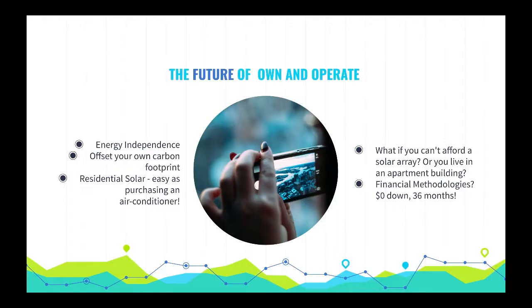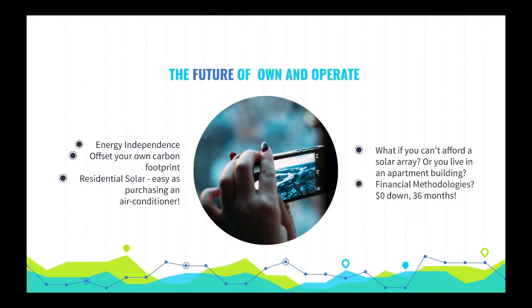Now, when we talk about the future of own and operate, this is becoming a more and more common model, especially in Asia, in India for example, where people are starting to buy solar systems and really own them. The reason it's a worthwhile investment there compared to North America is because the return on investment is higher. You are able to generate a lot more electricity within those regions because of higher irradiance, so you get a payback on that solar array much faster. Some of the key positives for the future of own and operate are energy independence and the ability to offset your own carbon footprint. Residential solar is starting to become kind of like purchasing an air conditioner, and there's also going to be financing available for it.